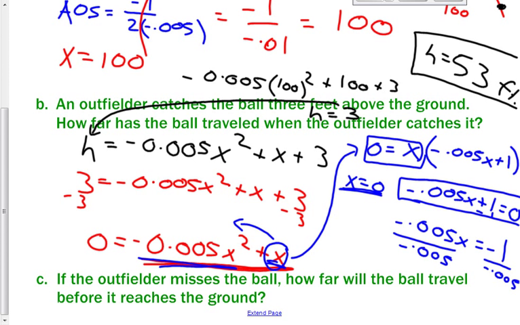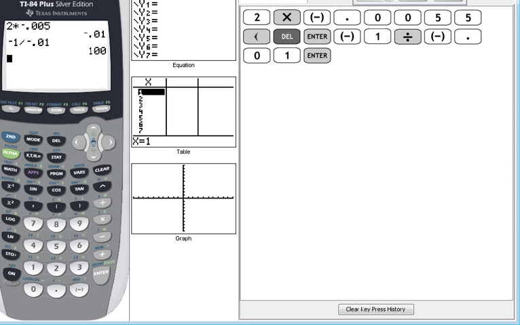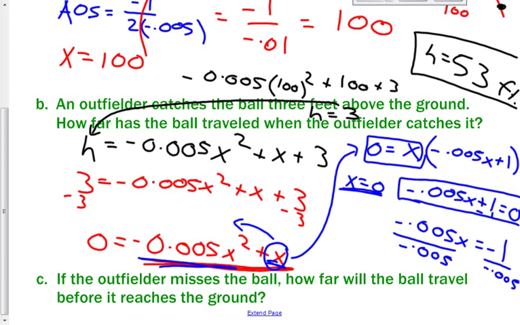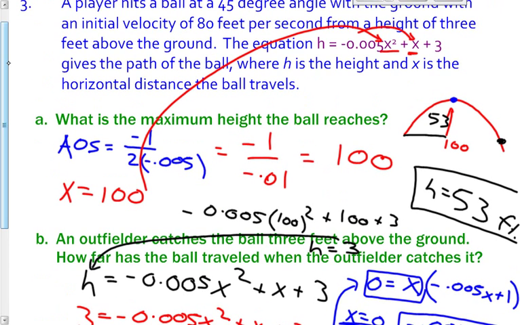So a negative 1 divided by a negative 0.005. A negative 1 divided by a negative 0.005 is 200 feet. 200 feet is my answer for letter B. X equals 200 feet. So this ball got hit at a 45-degree angle.